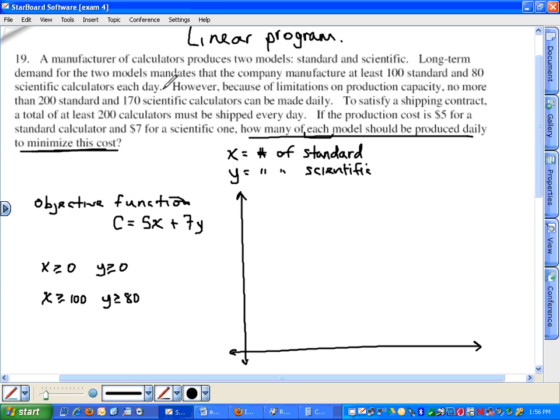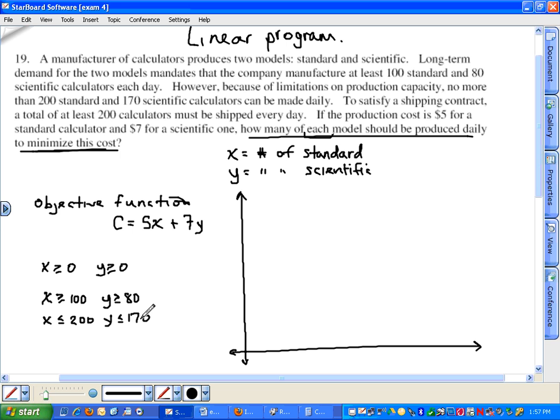And because of limitations on production capacity, no more than 200 standard calculators can be made daily. 200 standard calculators, which is x. So x is less than or equal to 200. They can't produce any more than 200. For y, that number is 170.